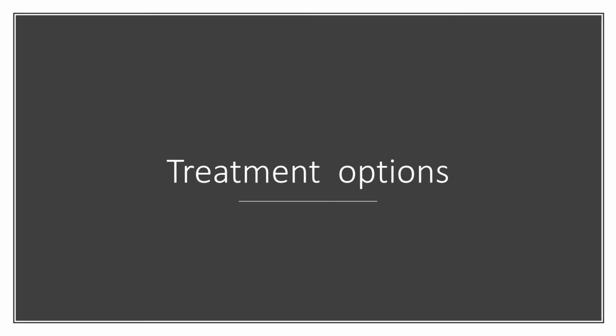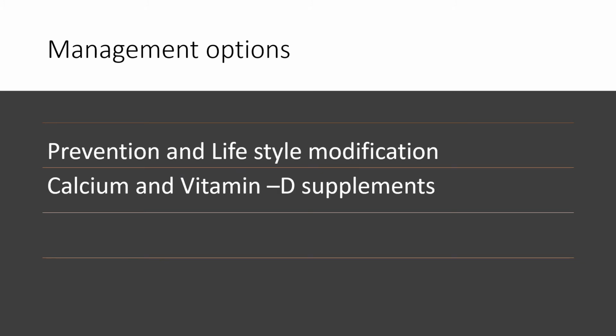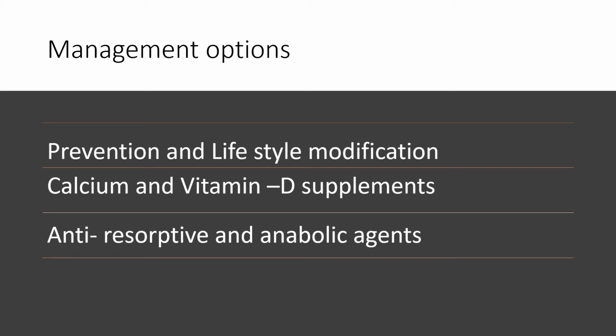Coming to the treatment options, you can divide them into 4: prevention and lifestyle modification, calcium and vitamin D supplementation, anti-resorptive agents or the use of anabolic agents, and surgical management if the patient presents with an osteoporotic fragility fracture.